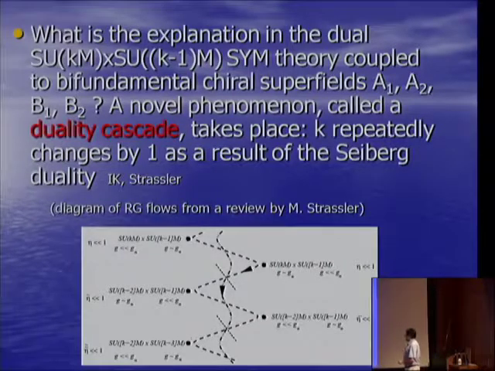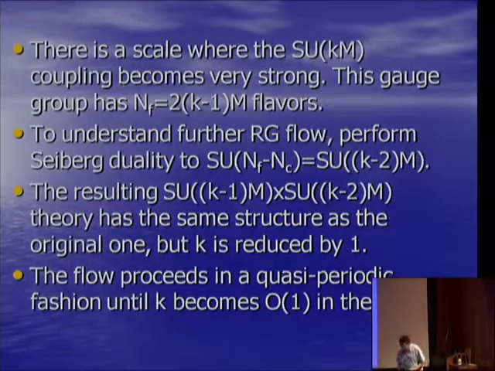But in a nutshell, what happens is that if you look, for example, at the SU(kM) x SU((k-1)M) theory, the SU(kM) coupling becomes very strong. And then to continue the flow to the infrared beyond this point, all you do is carry out the Seiberg duality transformation on this gauge factor, and it sends SU(kM) to SU(k-2)M. But then the miracle is that the theory is completely self-similar. After the duality transformation, it looks the same as before. So that's basically the magic, that some theories can undergo these kind of quasi-periodic flows.